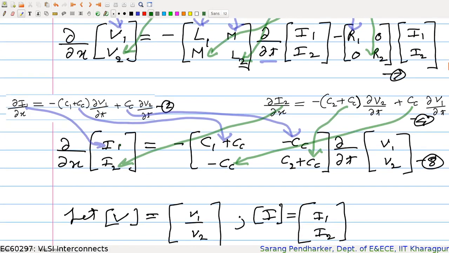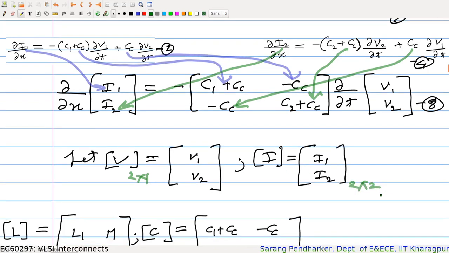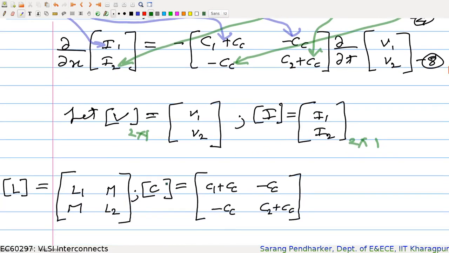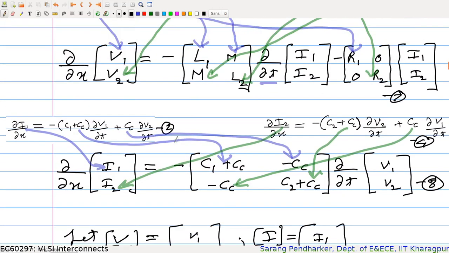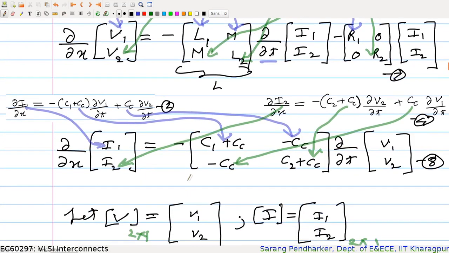Now to represent these equations, if I define column vectors, V is 2 cross 1 in this case, so I write this as V1, V2, and this is also 2 cross 1, so I write this as I1, I2. So I can define my new sets of matrices. Here the first term becomes the L matrix, which is the inductance matrix. Then this is the capacitance matrix.